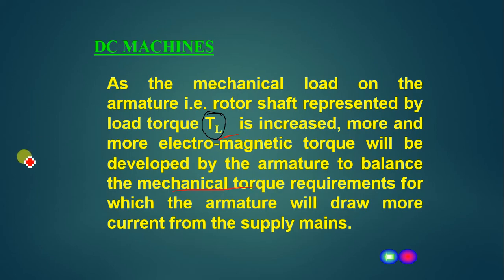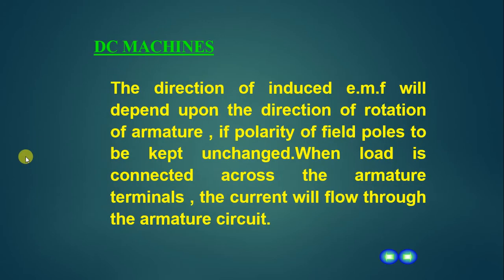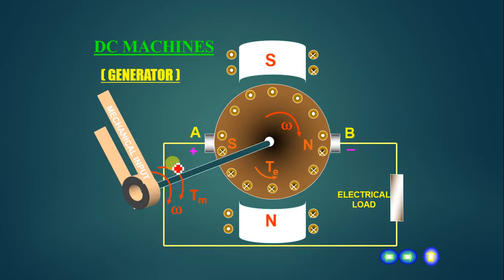Whenever you are rotating this particular DC machine, especially a DC generator, you have a torque here. This is called mechanical torque, Tm. Electromagnetic torque is Te, which is exactly opposite in direction. The more mechanical torque, the more electromagnetic torque. In order to balance both, the machine will generate more and more electromagnetic torque. The more RPM you rotate, the more this will be.